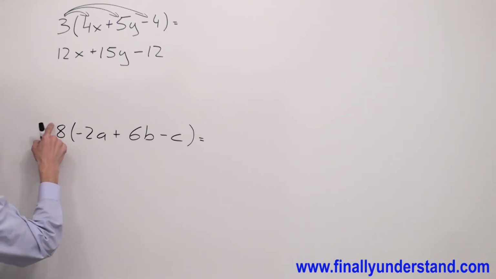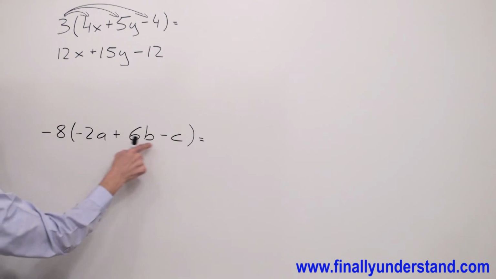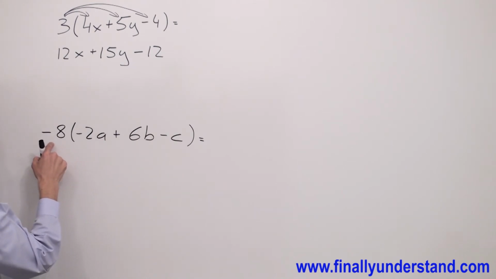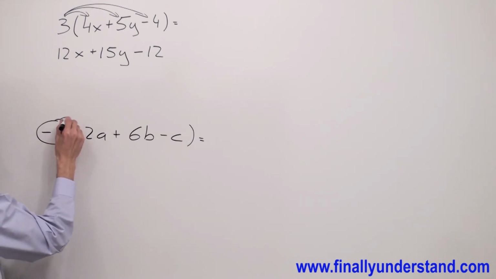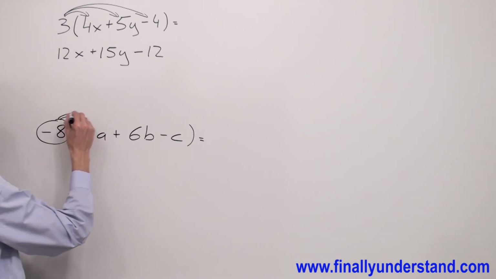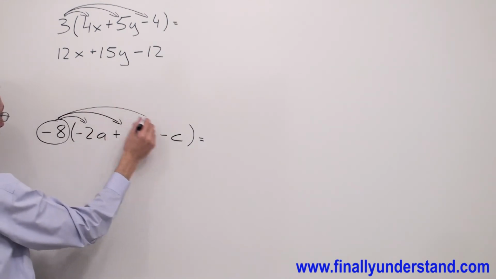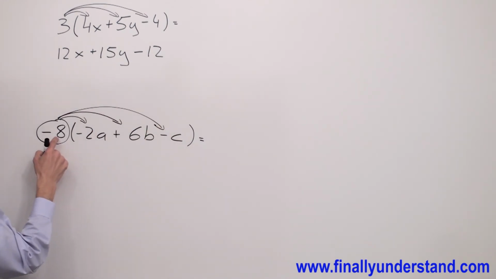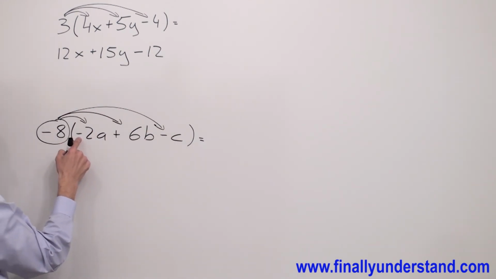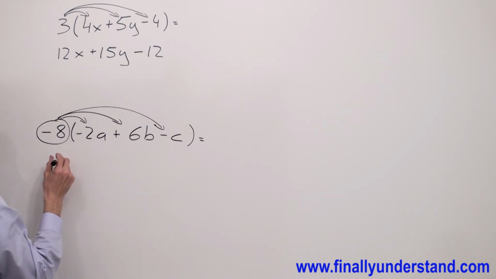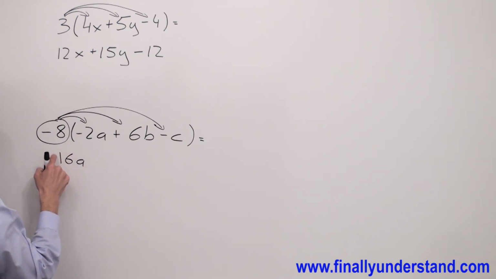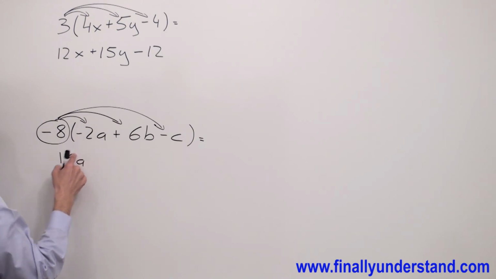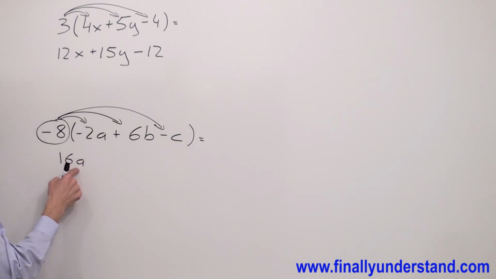Again, I have monomial and I have to multiply by the polynomial. What I have to do? I have to multiply negative 8 by every single term inside of the parentheses. Negative 8 times negative 2a is positive 16a. Negative times negative gives me positive. 8 times 2a is 16a.